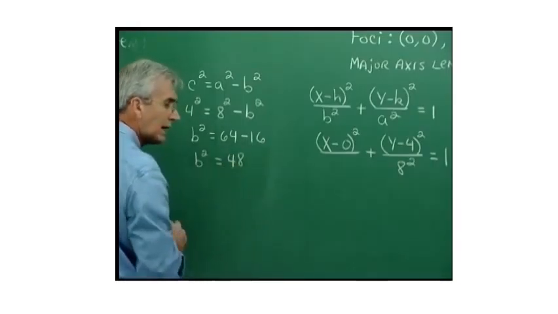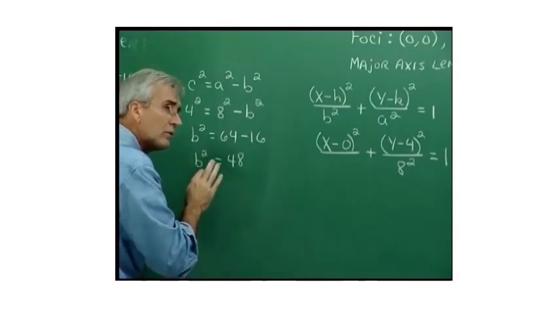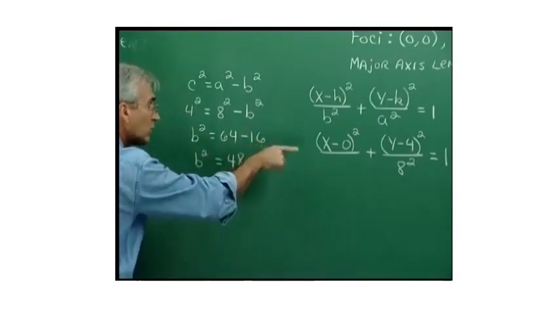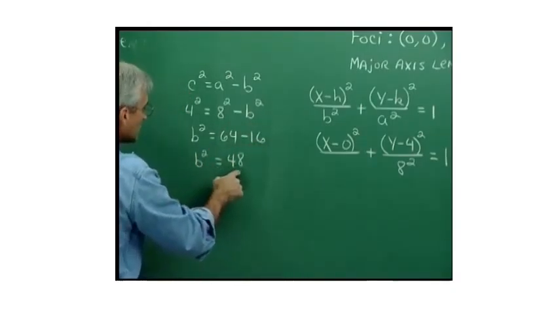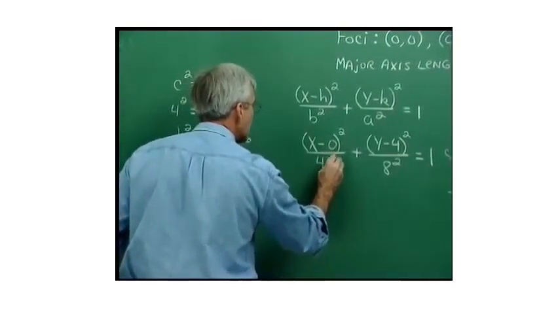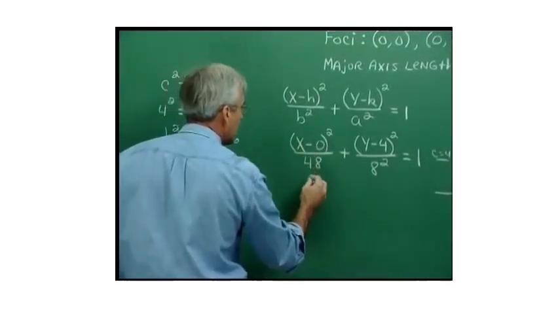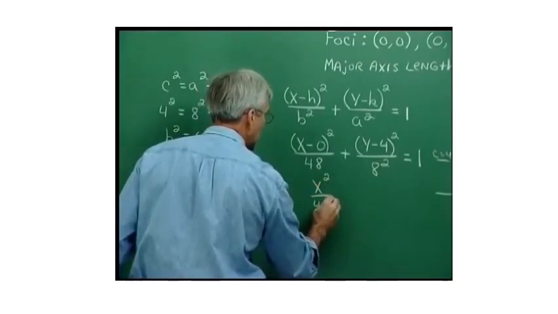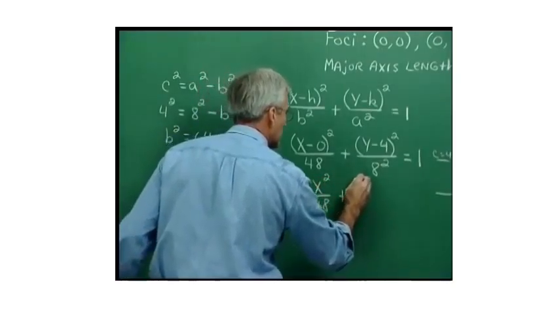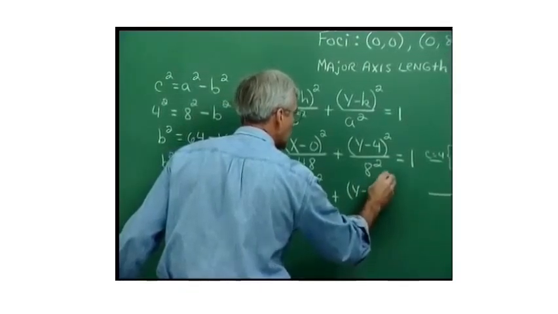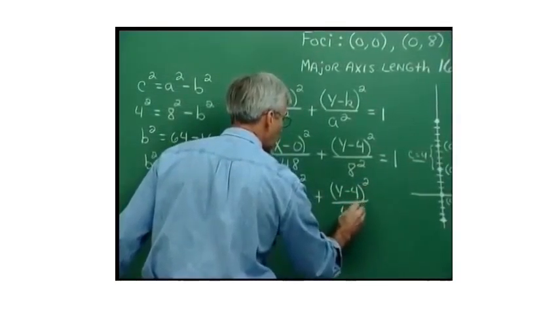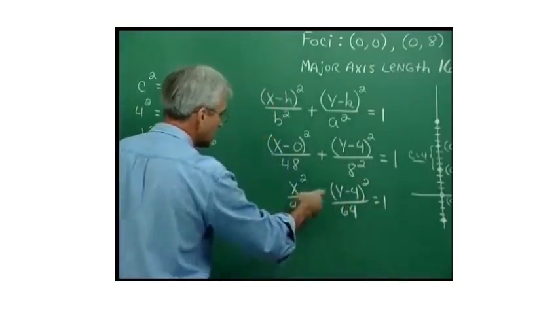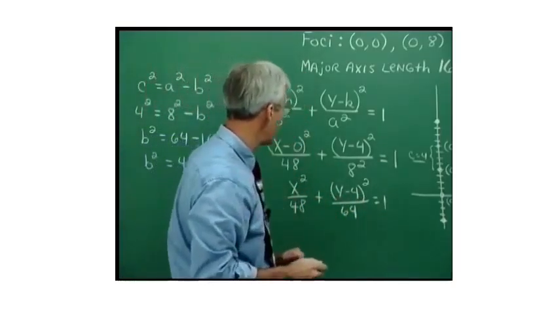B squared is 48. Do we really need B? No, we don't need B. We need B squared. That's what goes into this denominator. So this denominator is going to simply be 48. And we'll clean up a little bit. X minus 0 is simply x, so we have x squared then over 48 plus y minus 4 squared over 64 equals 1 as the equation associated with that information.